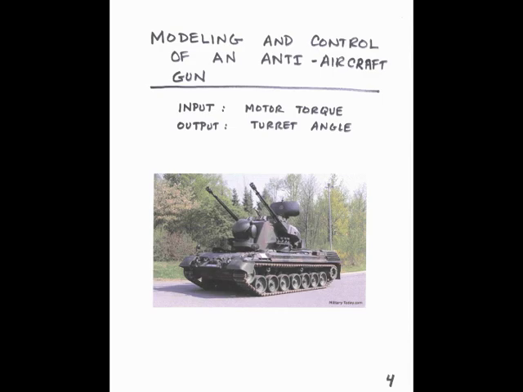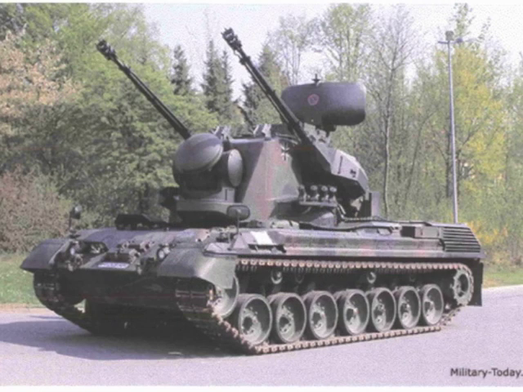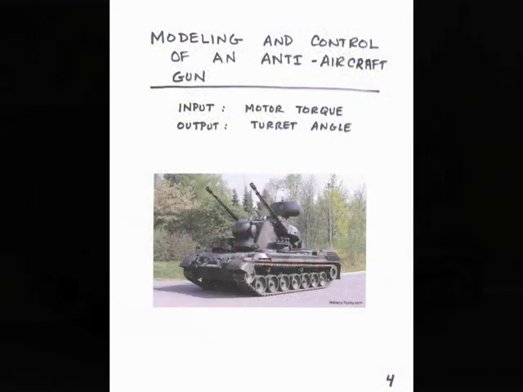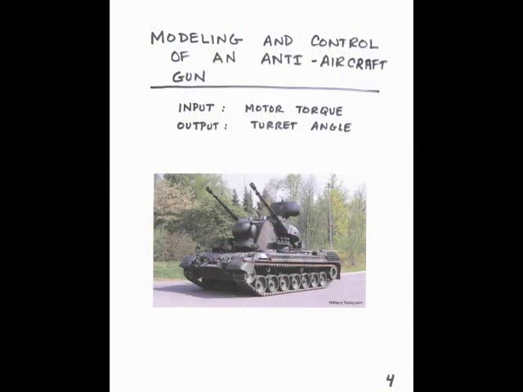To illustrate these ideas, we'll look at an example problem. Our example problem is an anti-aircraft gun, and we'll look at both the modeling aspects and the control aspects of this problem. The input for this problem is the motor torque applied to the turret of the gun, and the output is the angle of the turret.